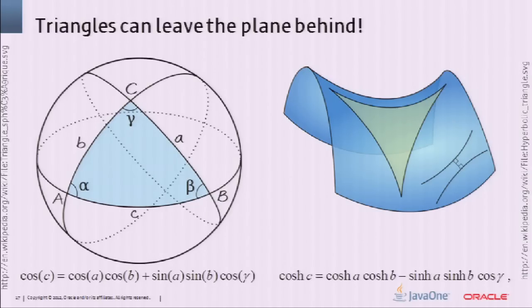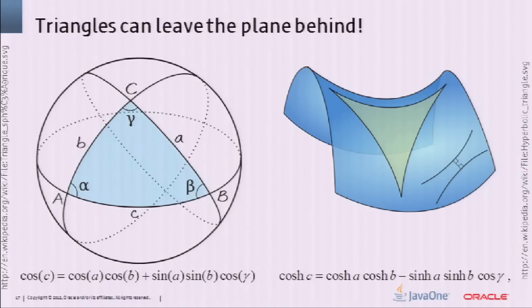Now, there is some shared structure here. You can see that for the hyperbolic case, the cosine rule, instead of having normal sines and cosines, has hyperbolic sines and cosines. You might recall those from your calculus classes. So they have a different Taylor expansion than sine and cosine, but they have some similar properties, so they have a similar name.